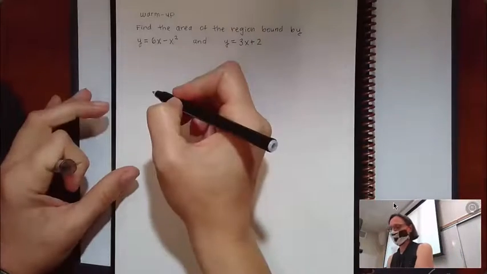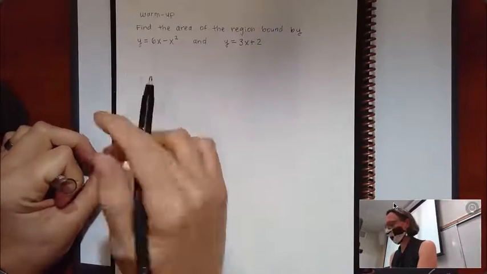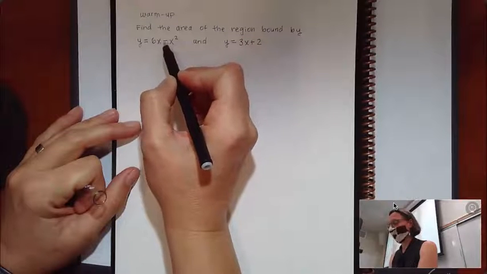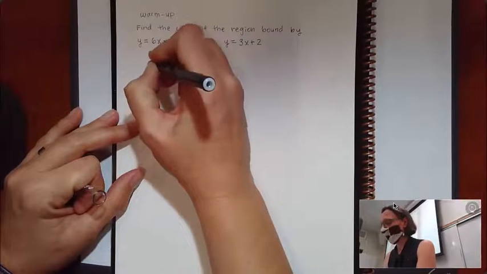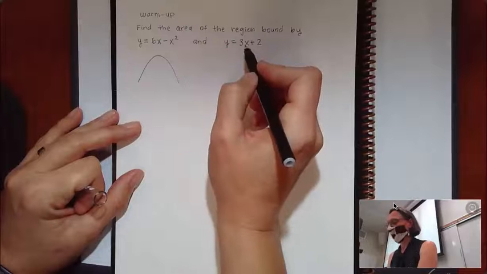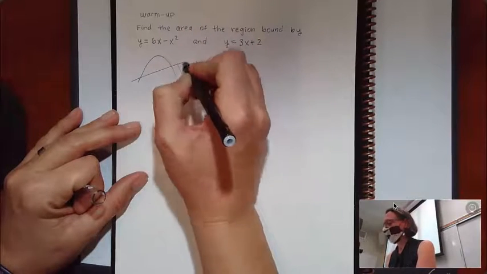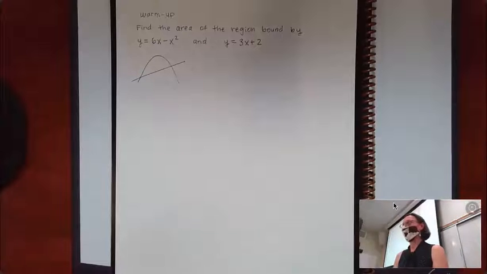Yep, I got at least one request in the chat for a picture, so I'm going to give a fake picture. I know this thing is a parabola that opens down because of the minus sign in front of the x squared. And that is some kind of a line with a positive slope. So whatever else is going on, it has to look like that. I know who's on top.